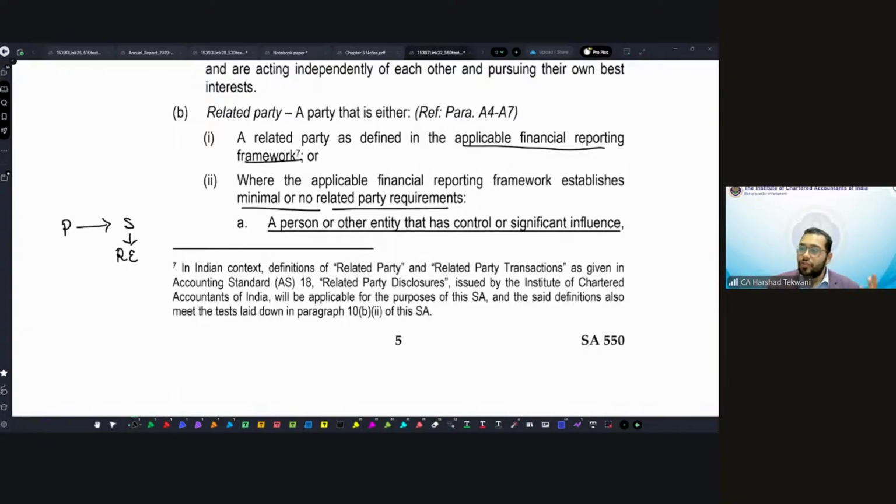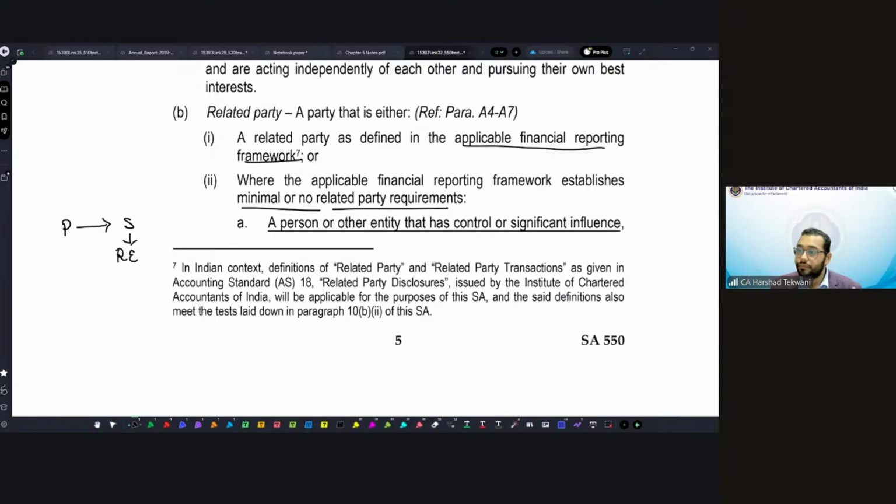And if a transaction is not at the arm's length price, there are chances that it is prejudicial to the interest of the company. See, when I say not at arm's length price, that means either you are getting a benefit or you are at a loss. If you are getting a benefit, someone is getting the loss for that. If you are getting the loss, someone else is getting the benefit. So it could be prejudicial to the interest of the company. That's why it becomes important to understand whether the transactions are at the arm's length price or not. Are you getting the point?